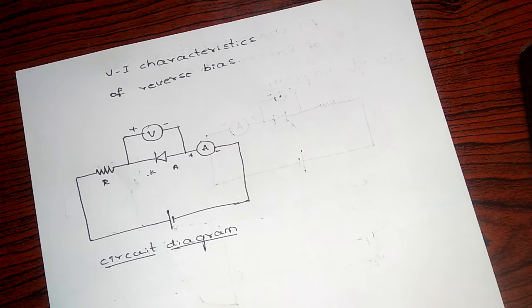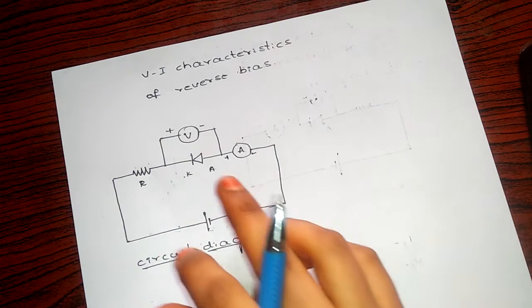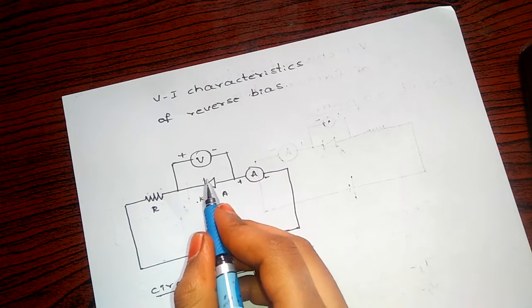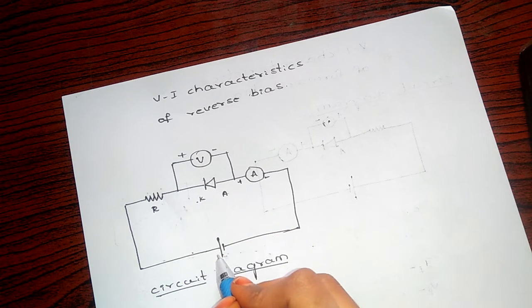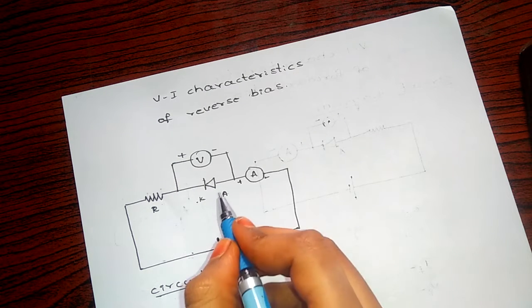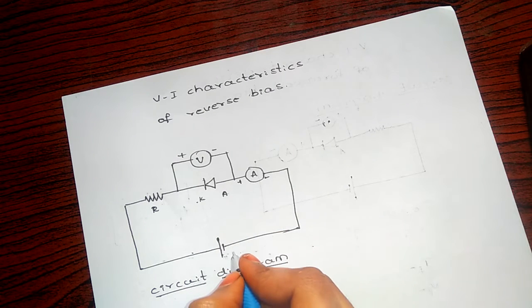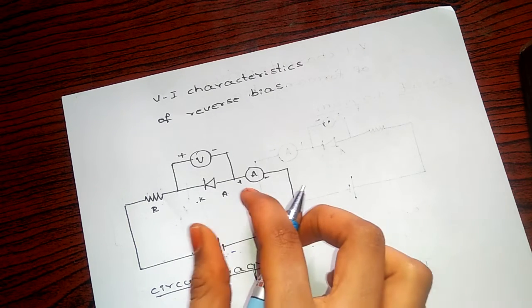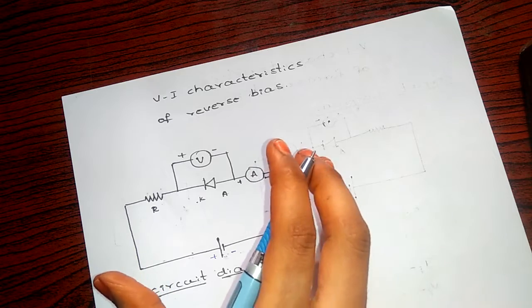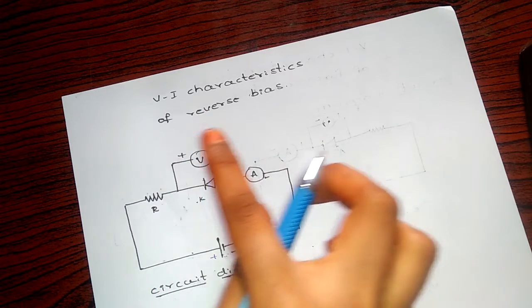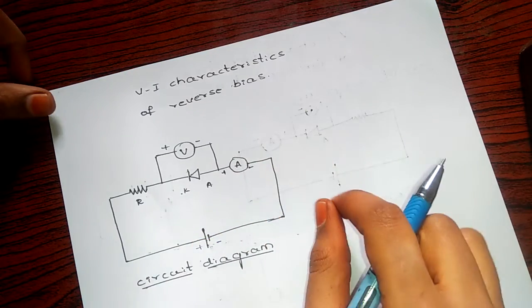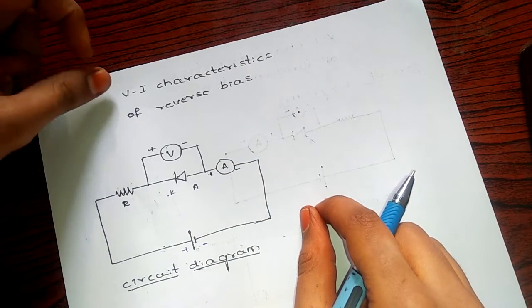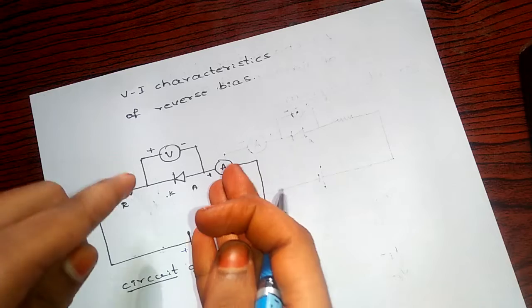Today in this video, let's know about VI characteristics of reverse bias. Reverse bias is nothing but connecting the diode's cathode terminal to the positive terminal of the battery and the anode terminal to the negative terminal of the battery. So this is the circuit diagram, the circuit design, to get the VI characteristics of reverse bias. So what are the voltage and current characteristics of the diode here?